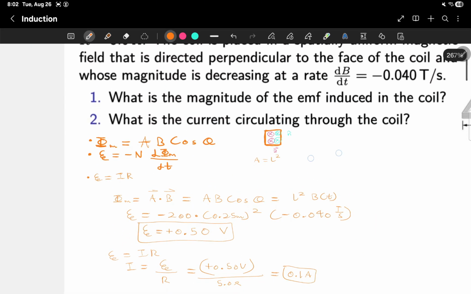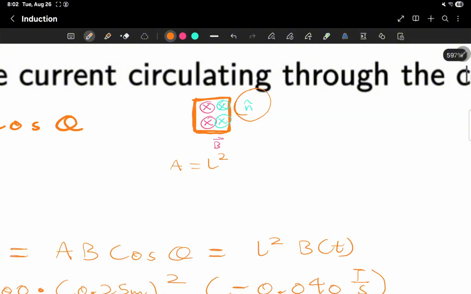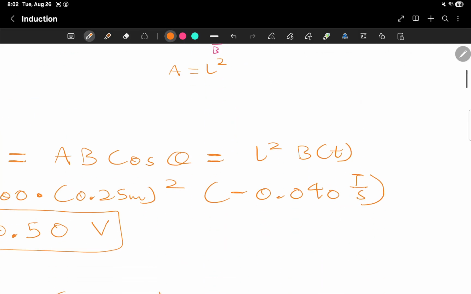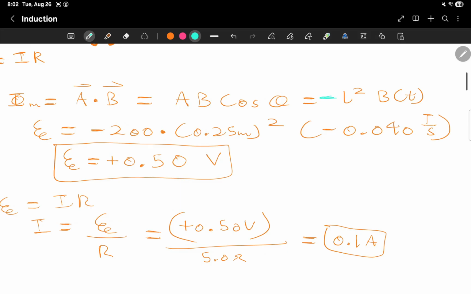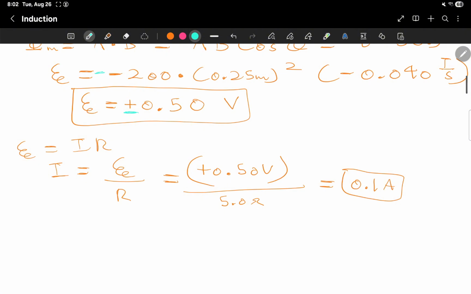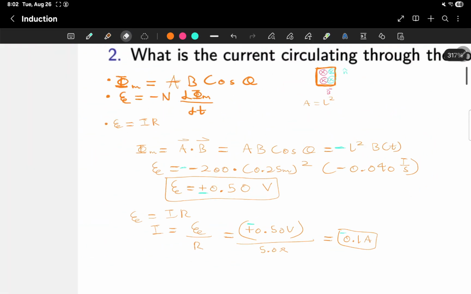Now, if we had assumed that the area vector was pointing in the opposite direction of the magnetic field, but still parallel to it, as in this angle would have been 180 degrees, we would have had a negative sign here, which would have carried over and made this expression negative. So the induced EMF would be negative. And because the induced EMF is negative, we would have a negative answer for the current. It just means that the current was actually flowing in the opposite direction.